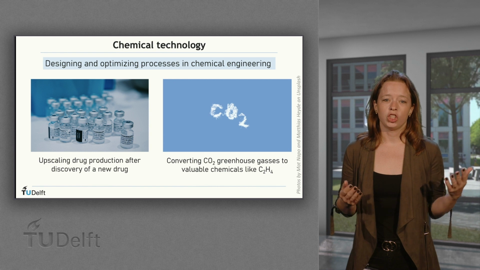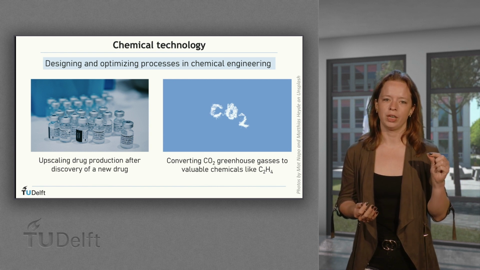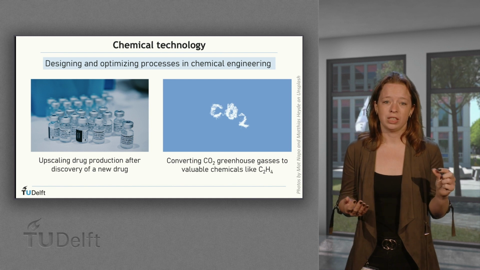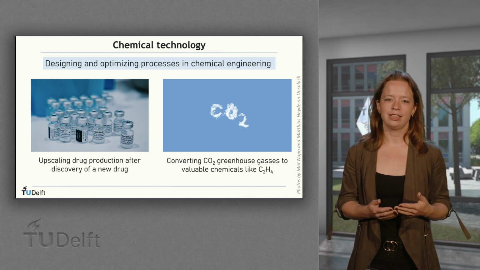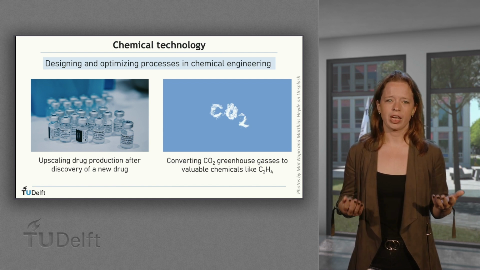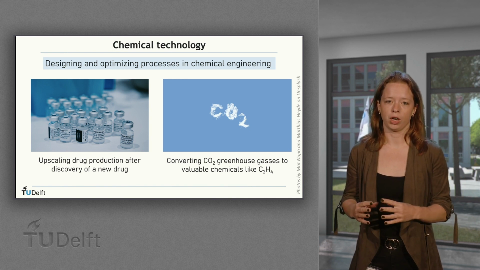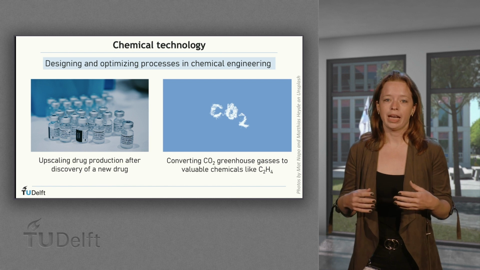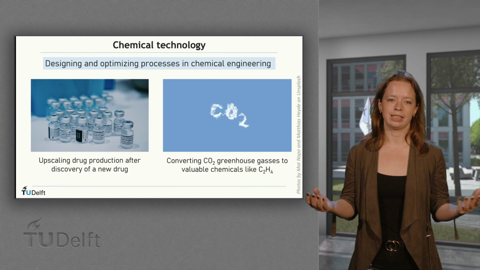As you can imagine, just because you have managed to synthesize a milligram of a new drug in a laboratory doesn't mean that you can then use this to treat the entire world population. The process first needs to be scaled up. And similarly, it takes a lot of chemical engineering efforts to go from being able to convert a small amount of carbon dioxide to ethylene to being able to do that on a scale that's large enough to impact the amount of greenhouse gases in our atmosphere.